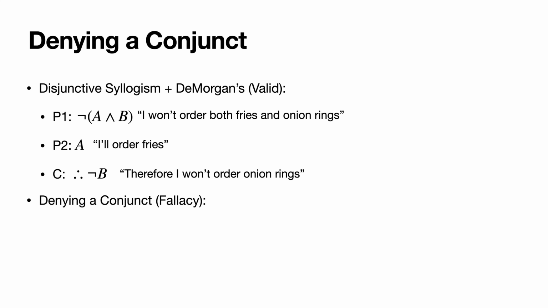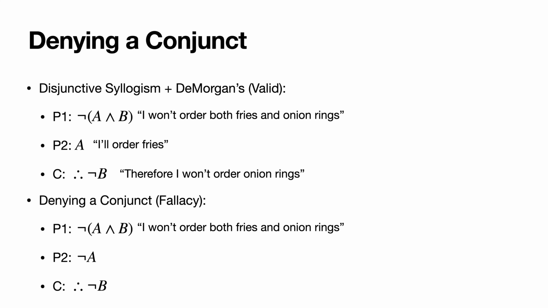Denying a conjunct goes like this. Not (A and B), so premise 1 is the same, but we say not A, and then we conclude therefore not B, which is not correct. This is like saying, I won't order both fries and onion rings. Premise 2 would be like, I won't order fries, and the wrong conclusion would be to say, therefore, I won't order onion rings. But that's not the case. If I don't order fries, that actually doesn't tell me anything about whether I order onion rings or not. If I don't order fries and order onion rings, it's still the case that I wouldn't order both fries and onion rings. So this is why this doesn't quite follow.